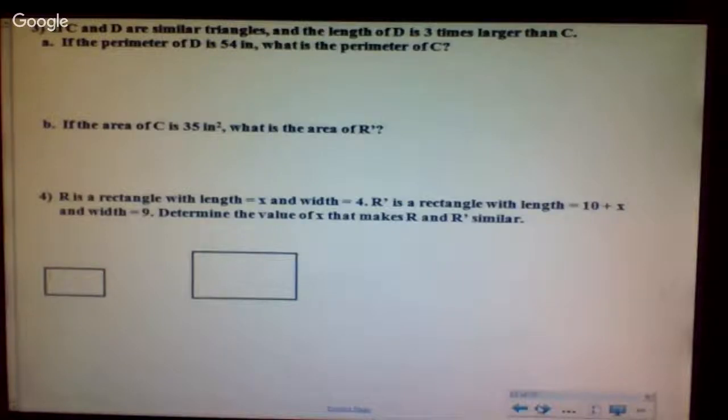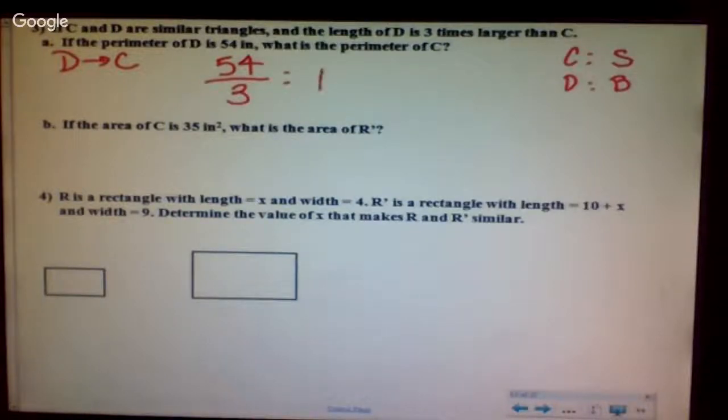Okay, so we're talking C and D. Which one is my big figure? Which one is my small figure between C and D? D is my big, C is my small. So I start with D and I'm going to C. So what do I need to do? Multiply or divide? Divide. I'm going big to small. So 54 divided by 3. Do I need to do anything with 3? No, we're talking perimeter. So 18 inches.